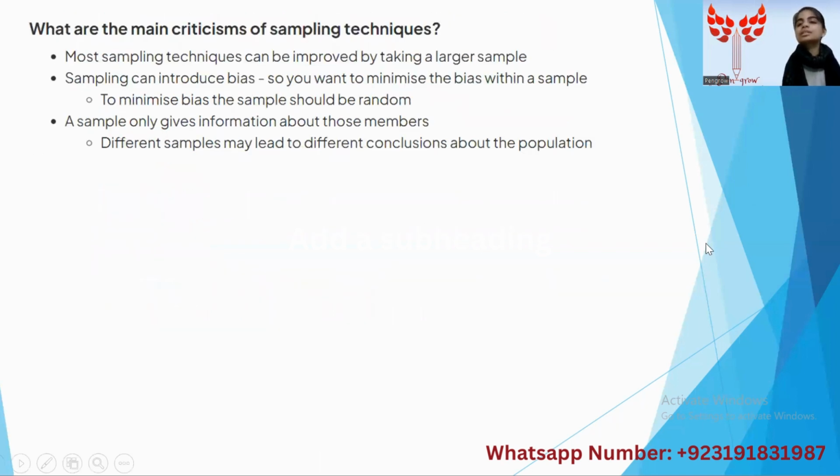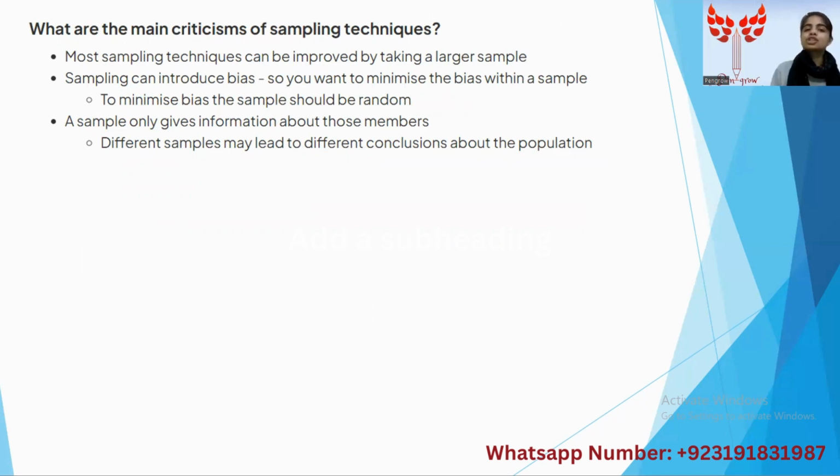Okay, main criticism of sampling, we just had a discussion into this. There can be a bias involved. And if you want to remove that bias, you should apply proper techniques of sampling. We just discussed the techniques. It should be random, right? Most sampling techniques can be improved. If you take a larger sample, always increasing the sample size would help.